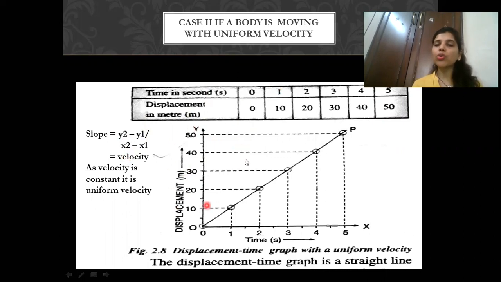Now suppose if you want to convert this graph into a velocity time graph, if you calculate the velocity, you will see that 20 minus 10, I'm doing it orally, 20 minus 10 is 10 upon 2 minus 1, which is 1. So 20 minus 10 means 10 upon 1. That means 10 meter per second is the value for velocity. Now suppose I want to convert this particular displacement time graph into a velocity time graph.